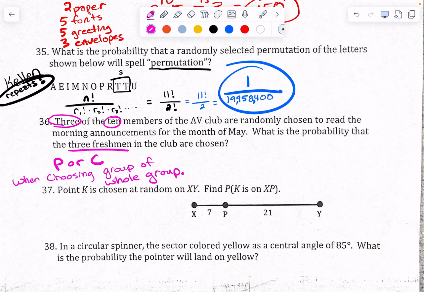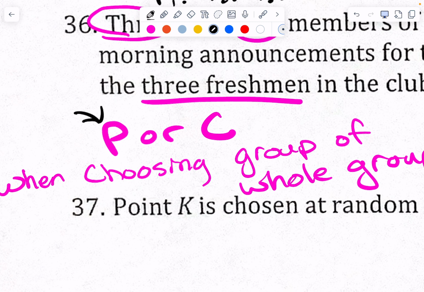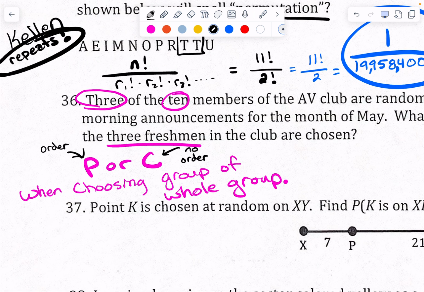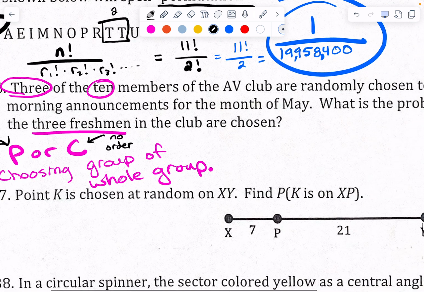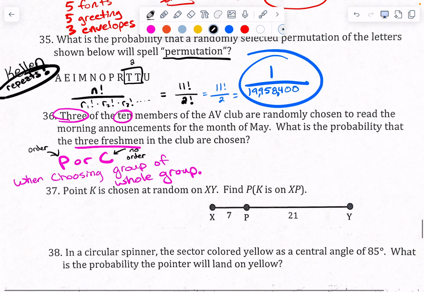Okay, I have a whole group. There are 10 people in the whole group, but I'm only choosing 3 of them, so I'm choosing a smaller group from a larger group. That's a P or a C. That's when you know to use P or C, right? Okay, now, in this case, is it P, where order matters, or is it C, where there's no order? Does it matter the order that I call their names when I announce them? No. Are they all going to have the same job reading the morning announcements? Probably. Yeah, it doesn't matter, right?